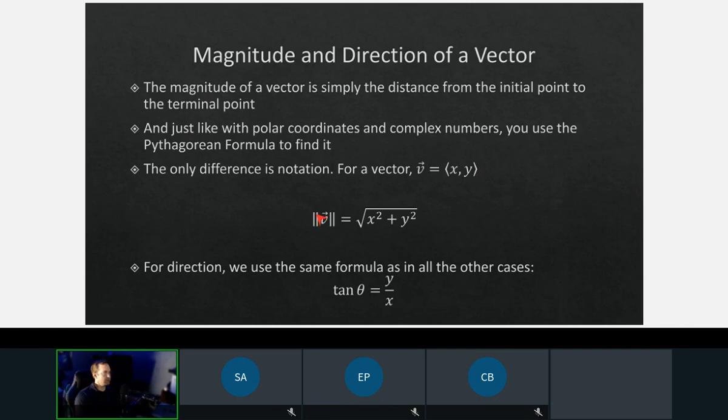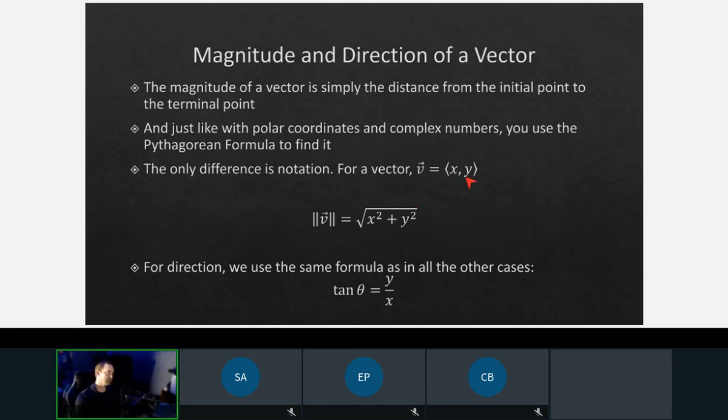All right. So double vertical bars on each side of the vector. This is the notation for magnitude. So this right here, we are saying the magnitude of vector V is equal to, well, this is a formula. It's the Pythagorean theorem.